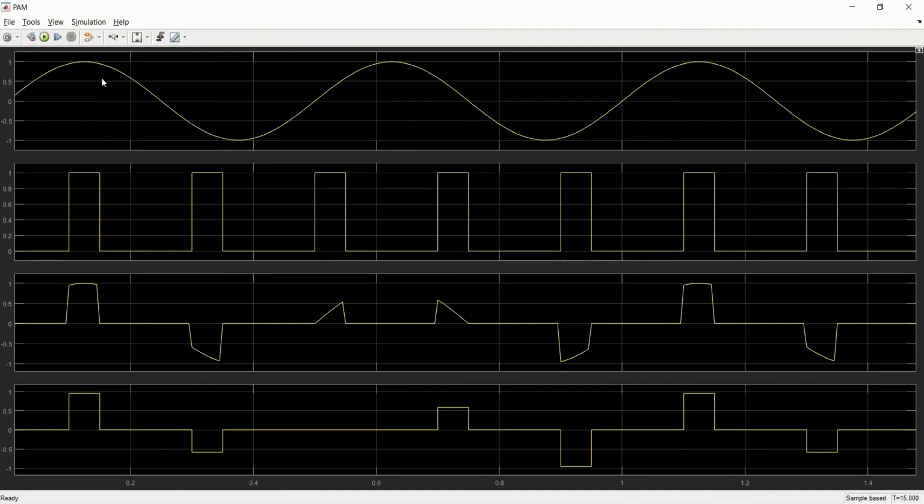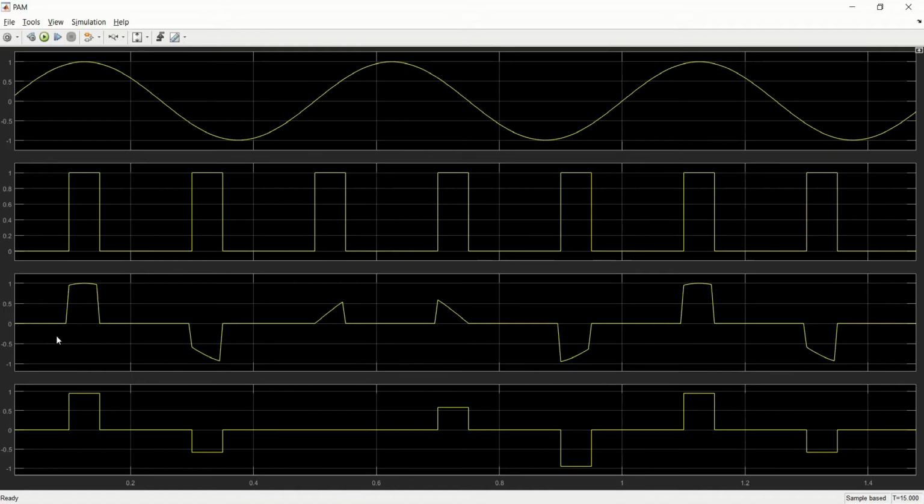So this is our message signal m of t, and this is the pulse train p of t, which is active 25% of the time in this time period. Multiplying this and this, we are getting the natural PAM, and this natural PAM follows the message signal m of t in this gate duration.